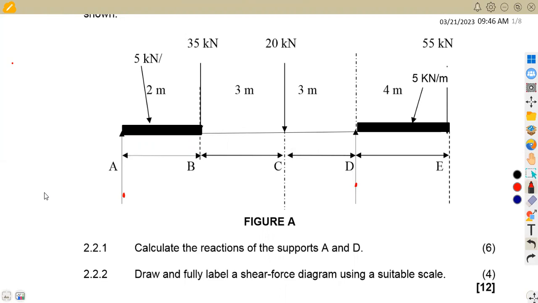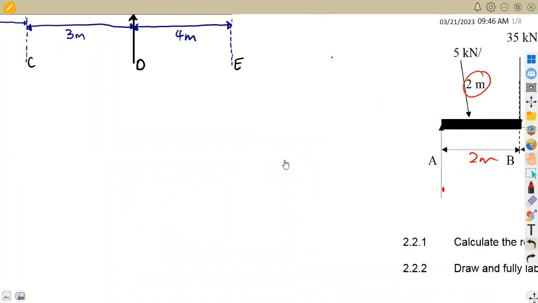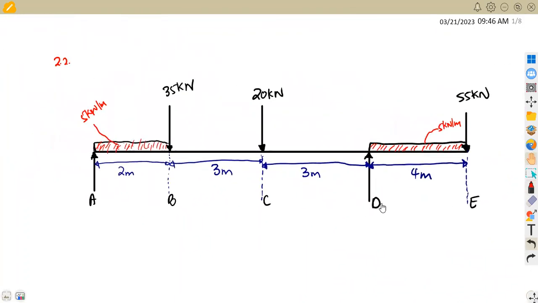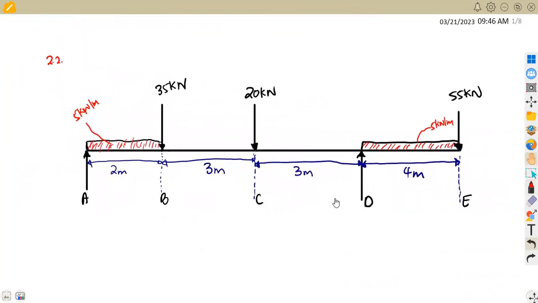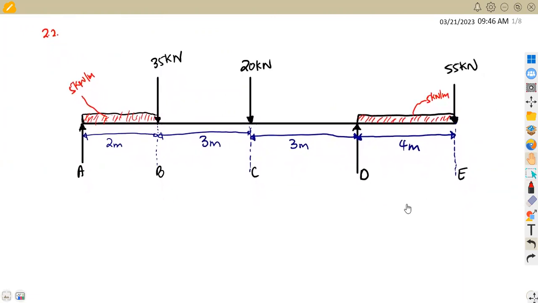Let's check this diagram. I just redrew this part. I hope it's going to be clear, but it's the same thing. You can take the dimensions down here: 2 meters, 3 meters, 3 meters, and 4 meters. We are going to work from this side so that we can understand what the question is asking us. I just did a simple diagram in this manner.